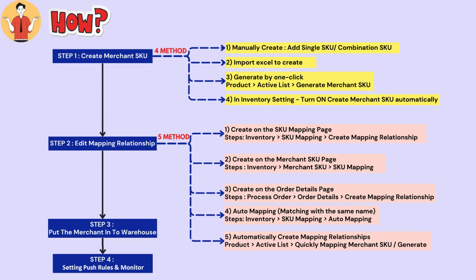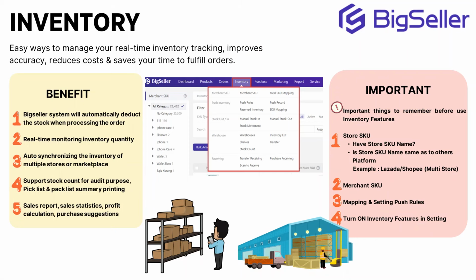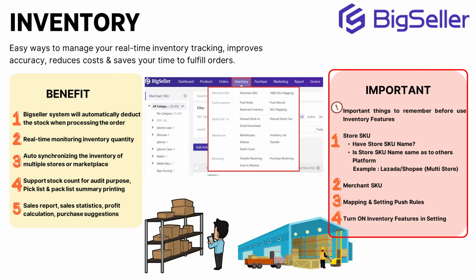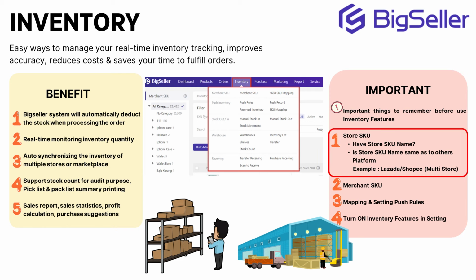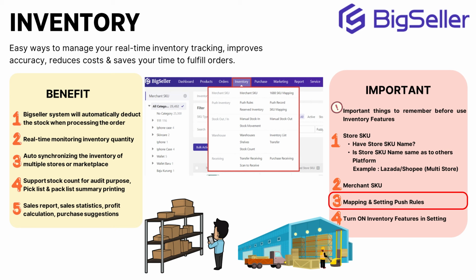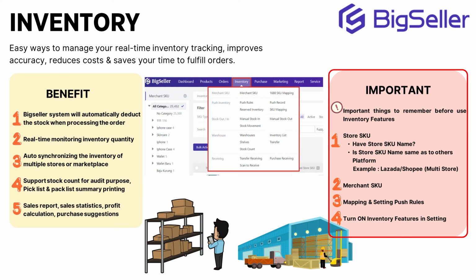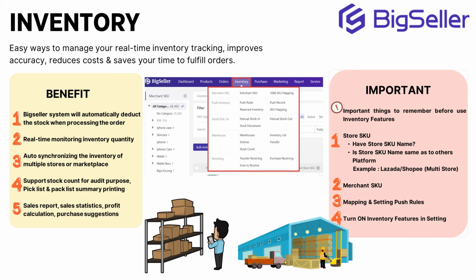Here is the step and method to set up the inventory so that the stock will be deducted automatically later. To make sure the stock will be deducted automatically, here are some important things for you to remember before using the inventory features. First, you need to have the store SKU name. Second is to create merchant SKU and mapping relationship, and then set the push rules. And lastly, turn on inventory features in BigSeller setting. For more details regarding the inventory and how to set it, I will explain in other videos.